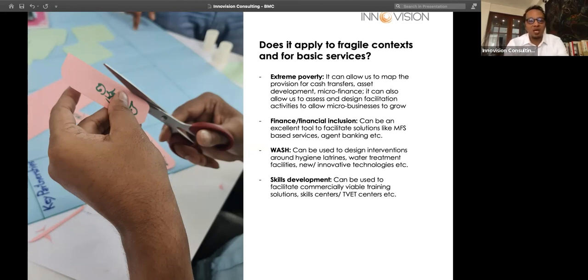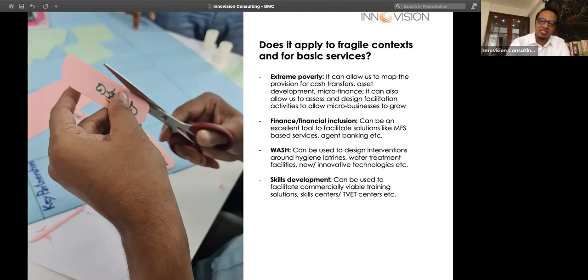We do it quite a lot with enterprise development projects, microenterprise development projects, where they work for specific product categories, and then they use the business model canvas to support the enterprises that they're working with. And then also, if you are in an extreme poverty program and you're interested in promoting certain financial products, then also you can use this business model canvas to design the framework business model for that specific financial product.